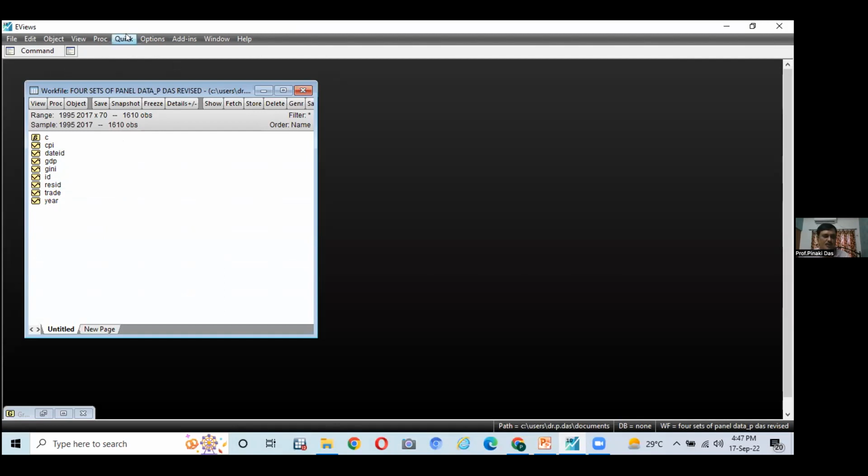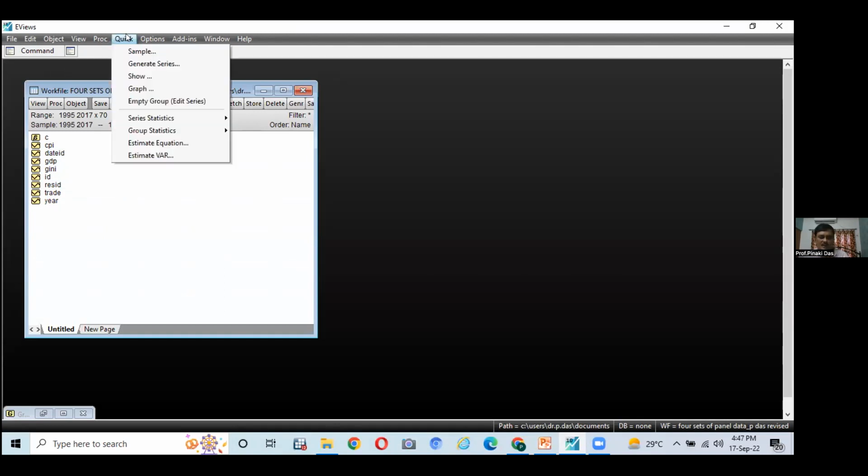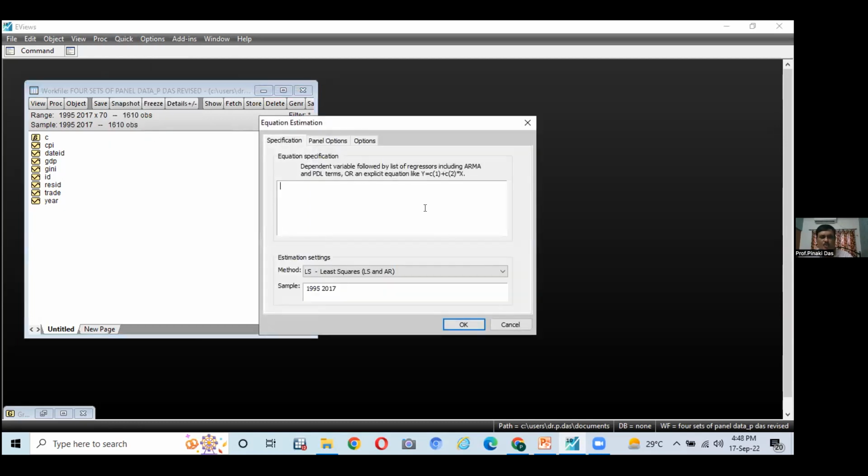We start from Quick. Then there is the option of Estimate Equation. We have mentioned in the theory the estimated regression equation, which is treated as the panel data regression model, YIT equal to YIT minus 1, etc. Therefore, the first task is to estimate the equation. This dialog box helps us to estimate the dynamic panel data regression model.